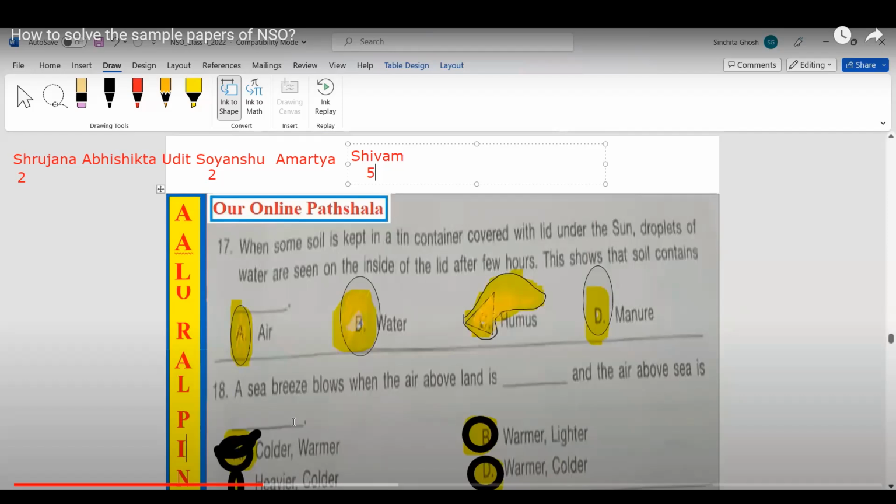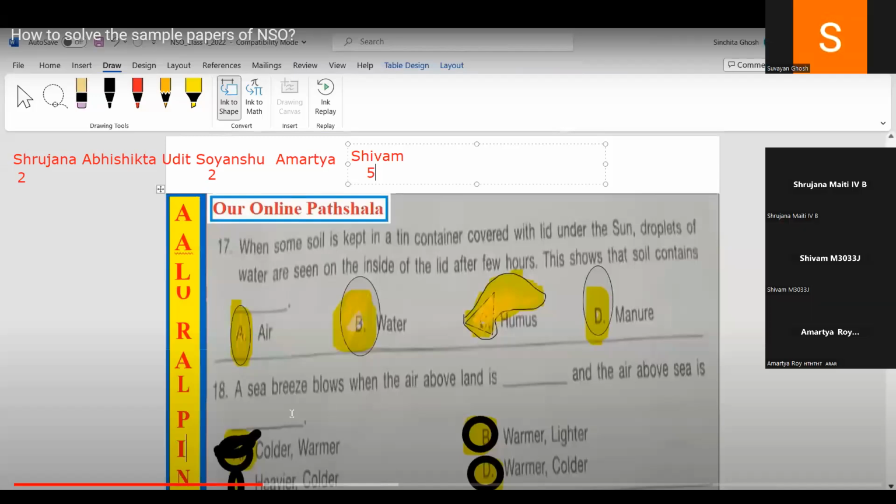Because the air above the sea is warmer, always remember, when the air is warmer, there is low pressure, and when the air is cold, then the pressure is high. So because the sea has warm air, there we have low pressure, and because on the land it is cold air, there is high pressure. So the sea breeze will blow from the sea to the land. Is it clear, beta?